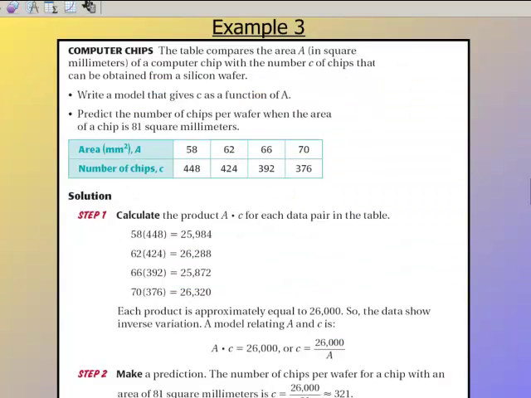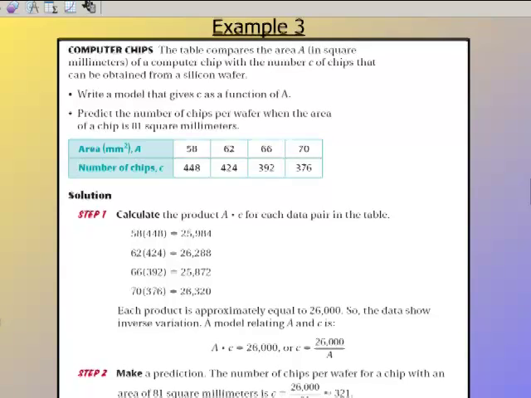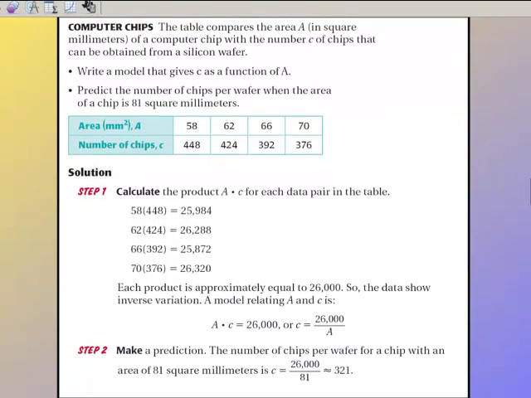So let's look at an example. For instance, if we're talking about computer chips, they're made from silicon wafers. Silicon is just a form of sand. We can write a model that gives C as a function of A, where C is the number of chips and A is the area of the chip. I'm given some data where the area is 58 millimeters squared, we can make 448, and if A is 62, then this is 424.